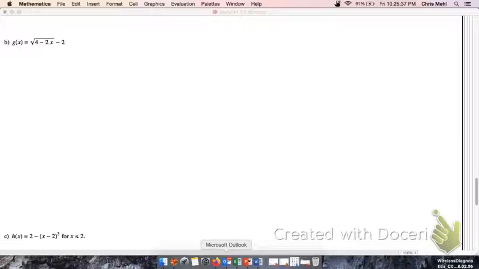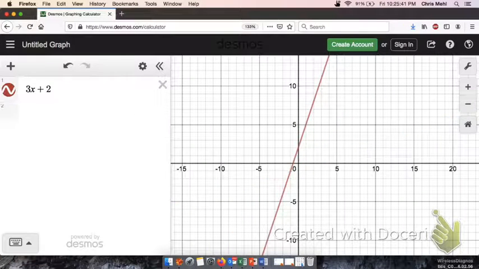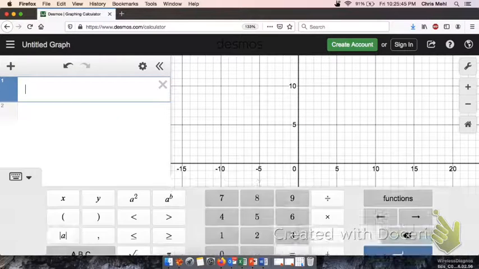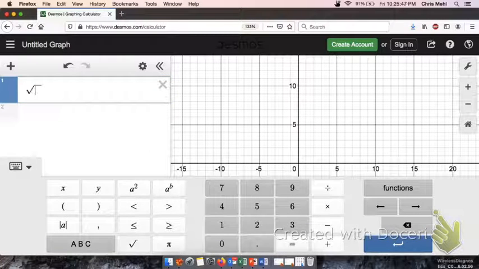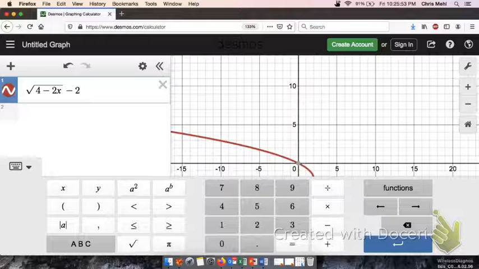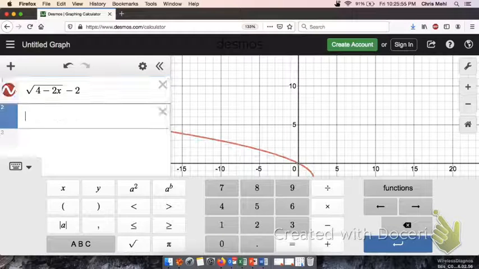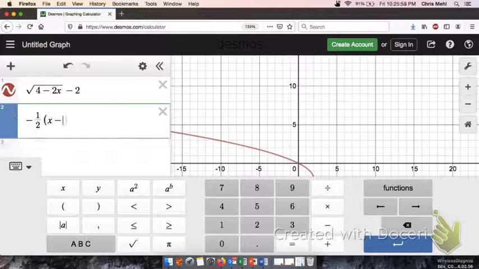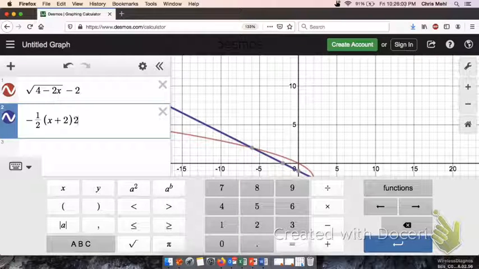Okay, so I'll go to Desmos. Let me clear these out. And the original function was the square root of 4 minus 2x, and then minus 2. So there's the original function. And the inverse, if I write it in terms of x, you can just change the y to an x here.